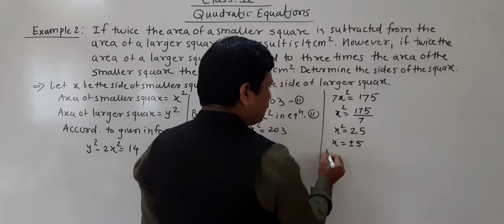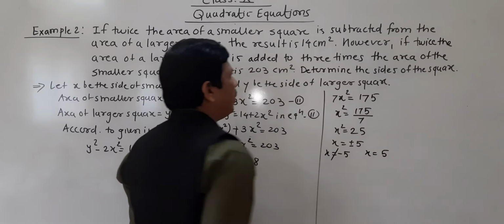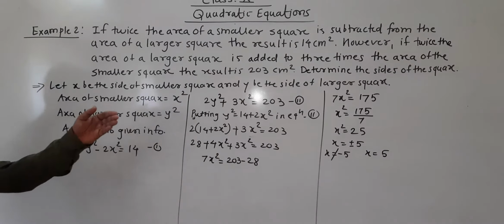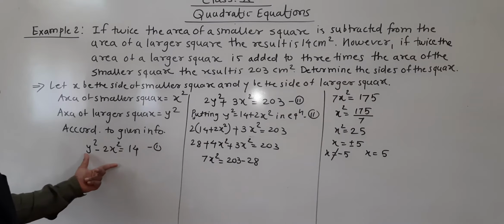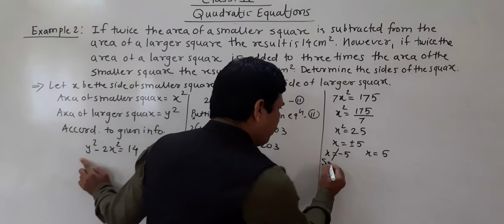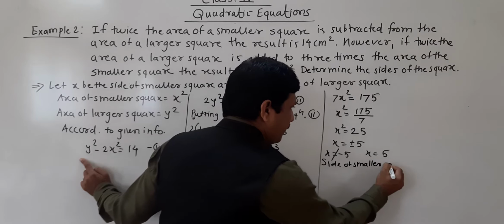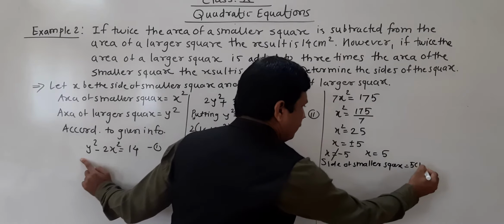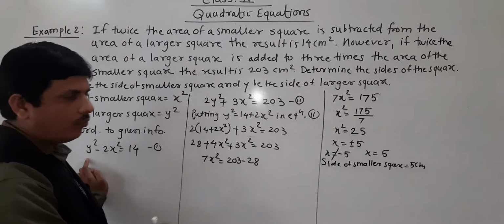Okay, so x is equal to minus 5, we cannot consider, so x is equal to 5. Why can't we consider it? Because we are thinking about the sides of a square. So x is equal to 5 centimeter. So the side of the smaller square is 5 centimeter. Now we need to find out the value of y.